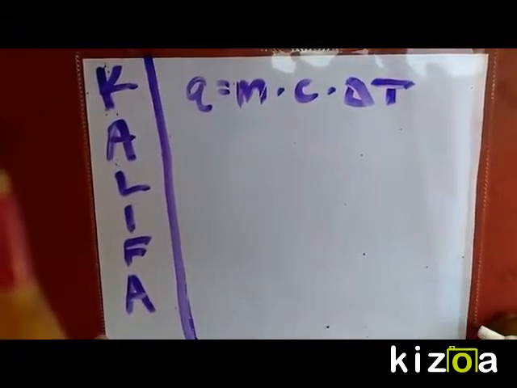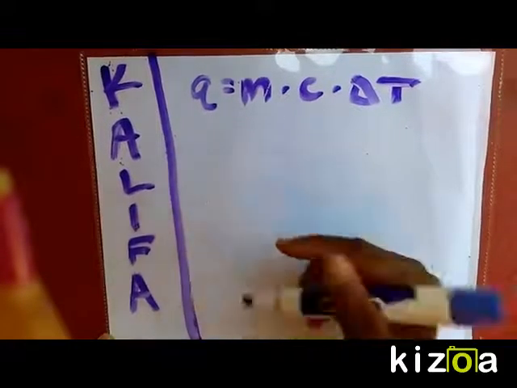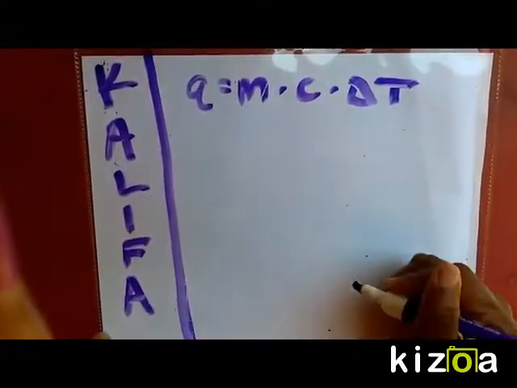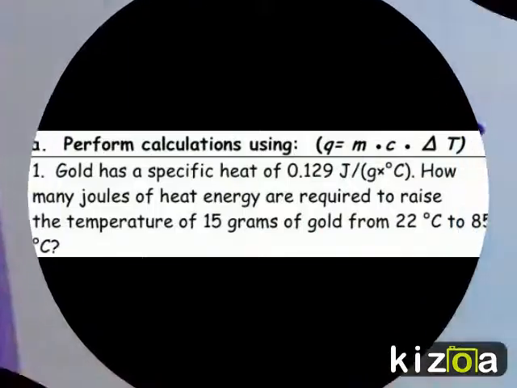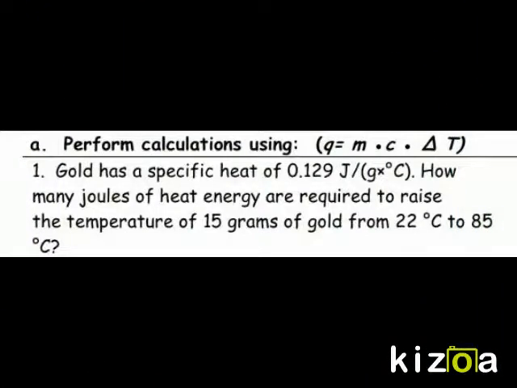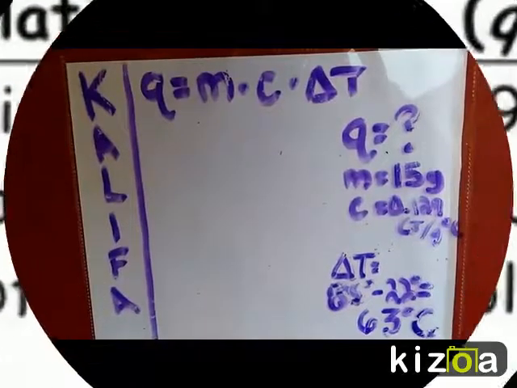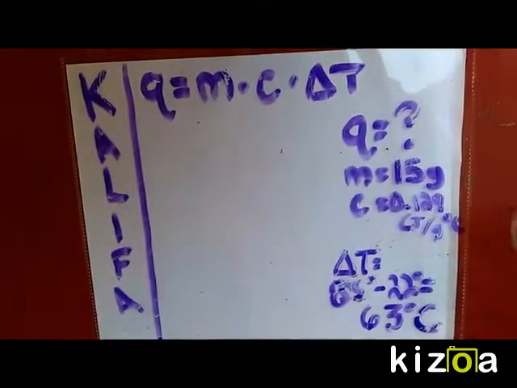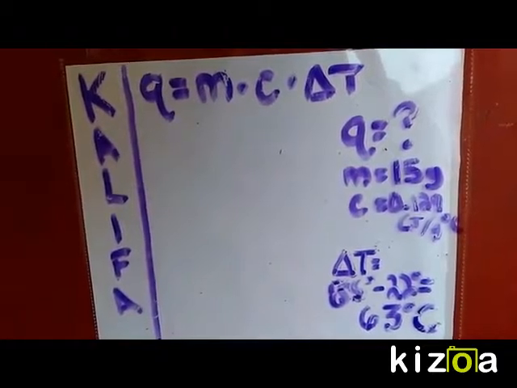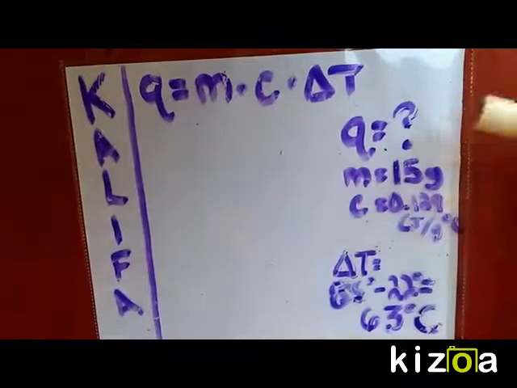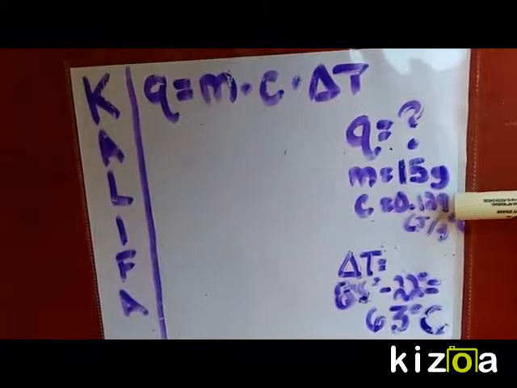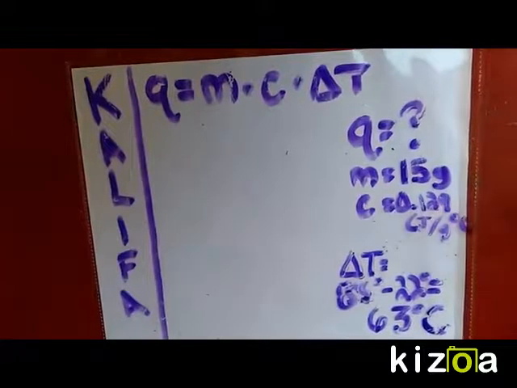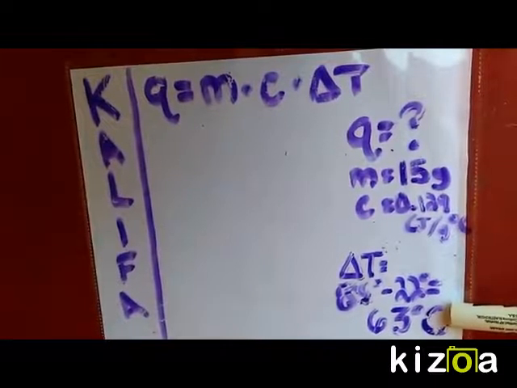The joules in an element is represented by Q. To find this in a problem, it has the unit J. To find Q, we have to use this equation: Q equals M times C times triangle T. Solving for the word problem that appeared previously, we're solving for Q. M equals 15 grams, C equals 0.129, triangle T equals 63 Celsius.